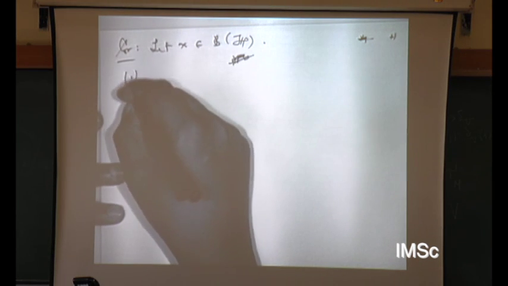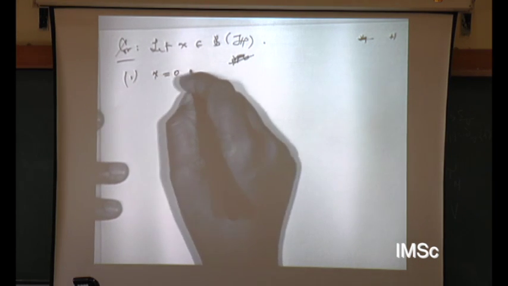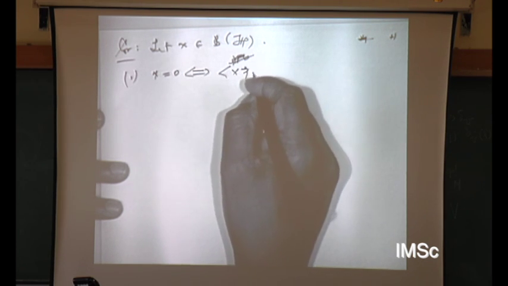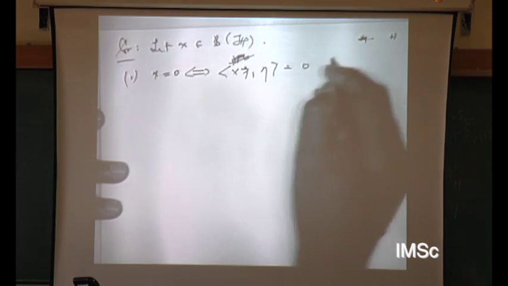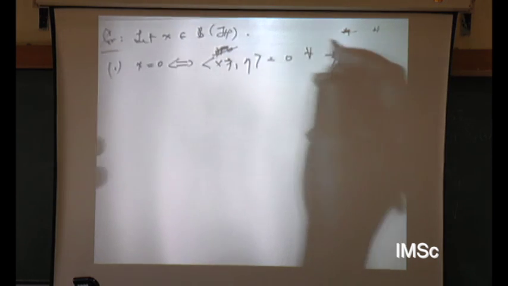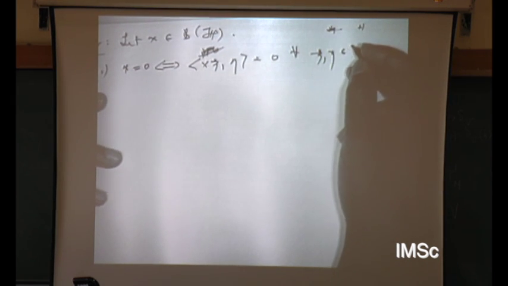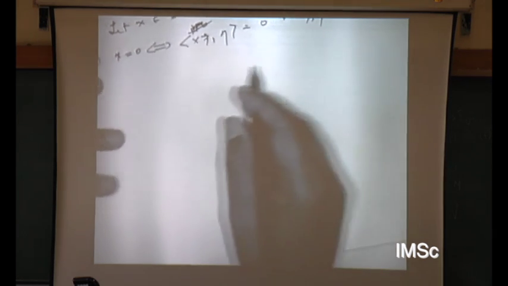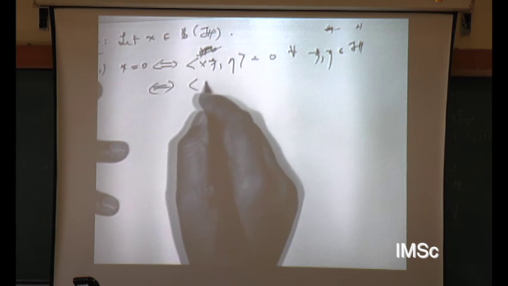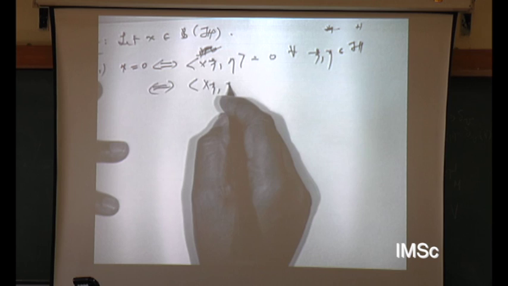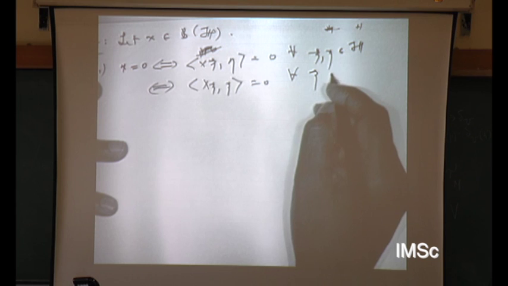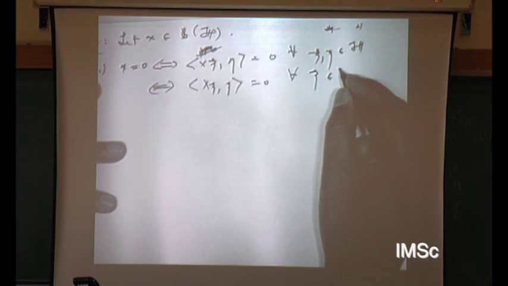One. X is 0 if and only if ⟨xψ, η⟩ is 0 for all ψ, η in H, if and only if xψ is 0 for all ψ in H.